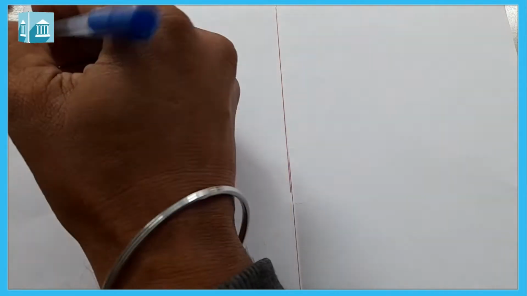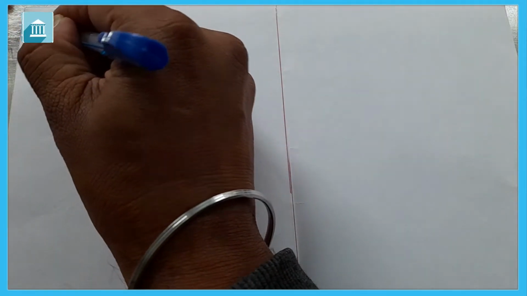That is chapter 10, mensuration. In the last session we had learned about perimeter. We had learned that the boundary of any figure is known as perimeter, or when we measure the total length of the boundary of any figure, that is the perimeter. Now today we are going to learn about area.